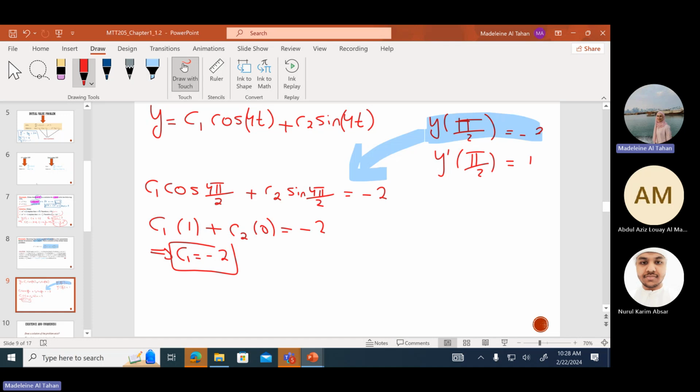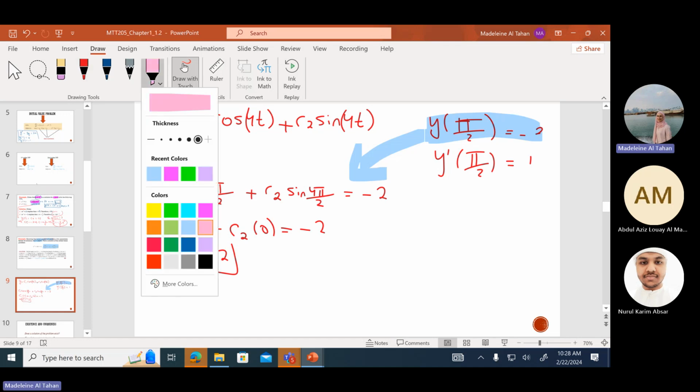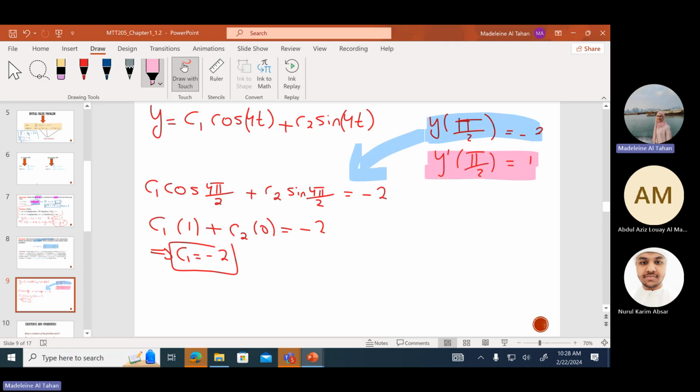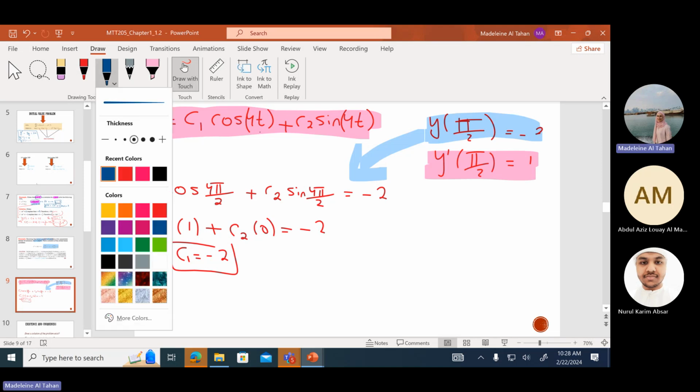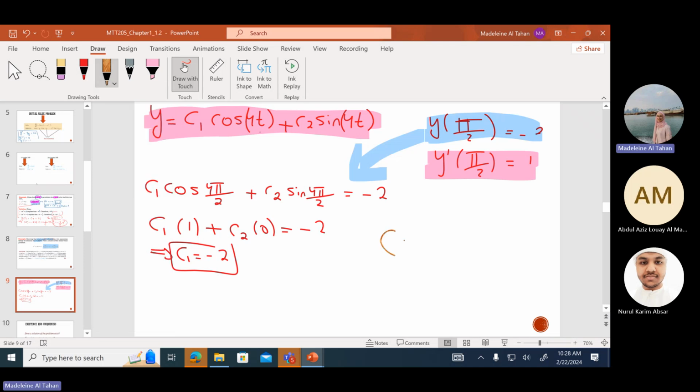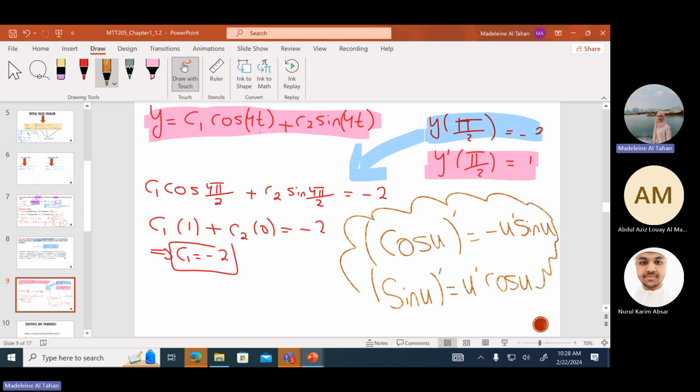How do we continue? Which one do we need to use, miss? Y prime. So in order to use y prime, what do we need first to find? Y prime. You have this y. Find the derivative of it. What's the derivative of this one, miss? So just to recall together, what's the derivative of cosine u? Minus u prime sine u. And sine u, what's the derivative of it, miss? U prime cosine u.